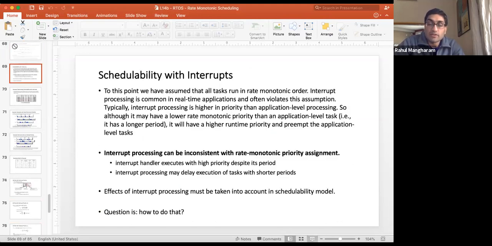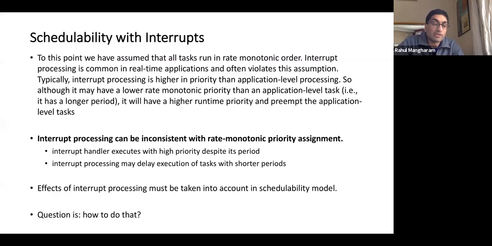Yeah, so this is scheduling with interrupts. Let me know if you can see my screen. You can see my screen? Okay, great.